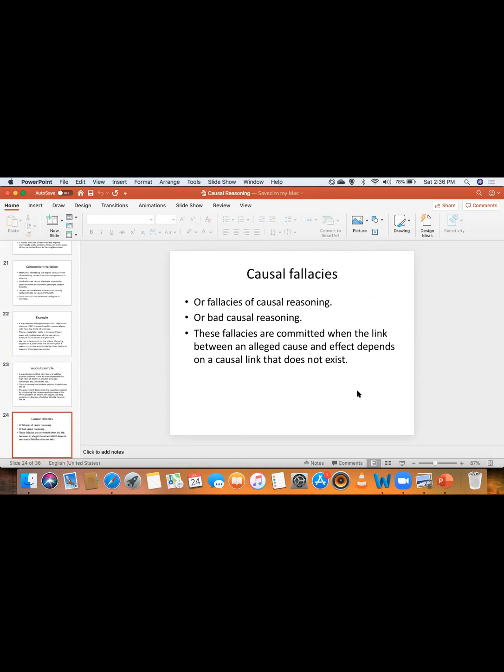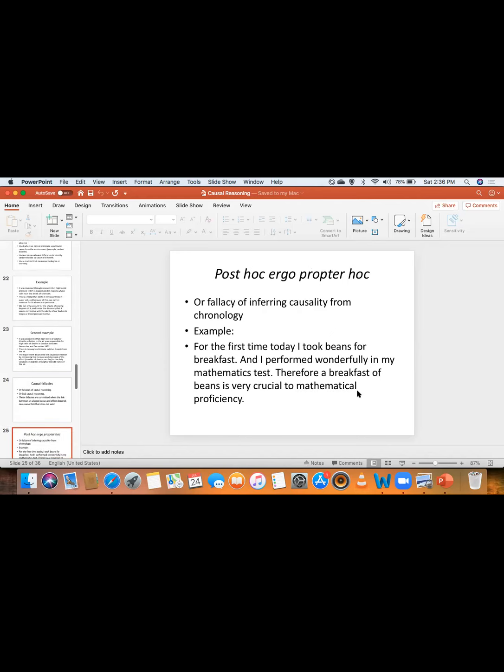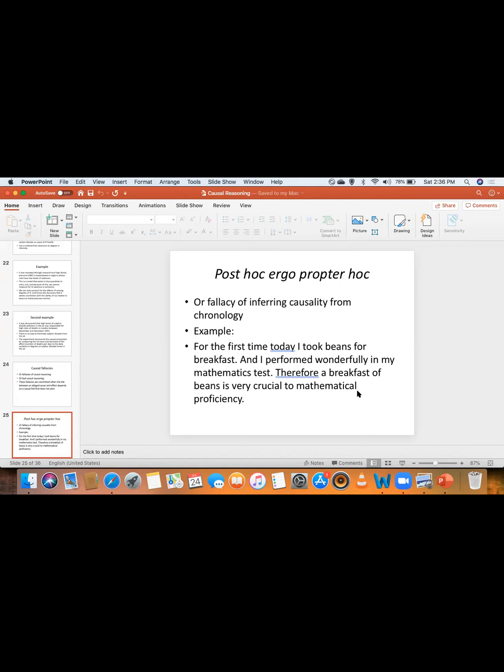After that, we started looking at causal fallacies. Causal fallacies are instances of bad causal reasoning, or ways in which we shouldn't identify causes. We started with post hoc ergo propter hoc, the fallacy of inferring causality from chronology. Just because A happened before B doesn't mean that A must have caused B. If you want to know whether A caused B, you have to do proper investigation, not just that A happened before B.